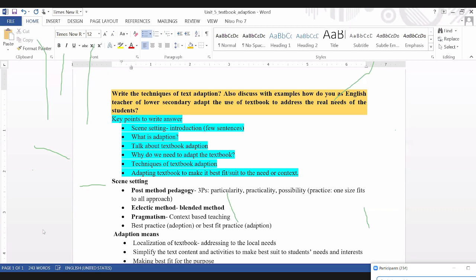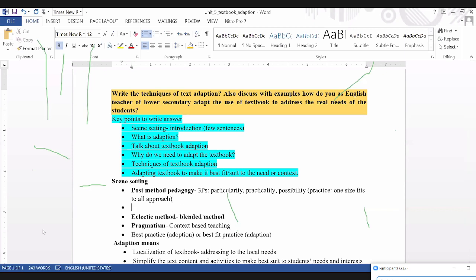Today we have this kind of debate also: should we follow best practice, or should we seek best fit practice? This kind of controversy, or let's say debate, we have in the teaching and learning field. So here, post-method pedagogy. I think many of you are new in my class, so I'll write a few sentences on post-method pedagogy.